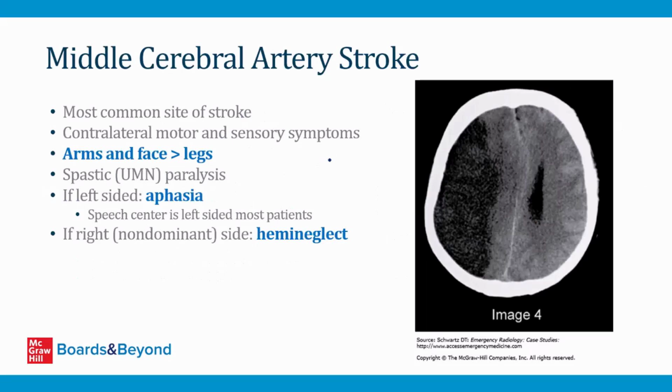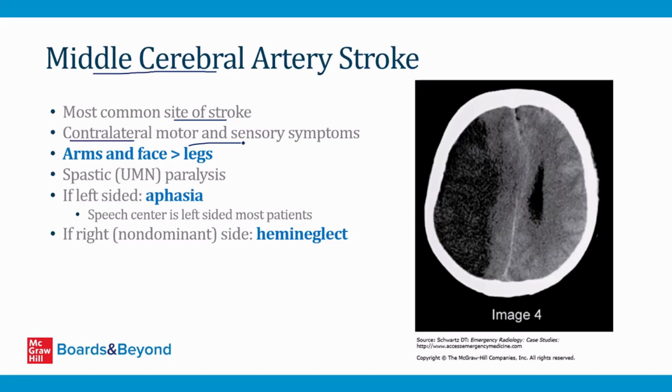Okay, so now we're ready to talk about specific cortical stroke syndromes. And if you understand everything I just told you about the homunculus and cortical signs, these stroke syndromes are very easy to understand. So we'll start by talking about a middle cerebral artery stroke. This is the most common site of stroke. It leads to contralateral motor and sensory symptoms.